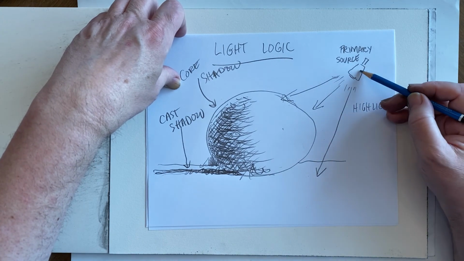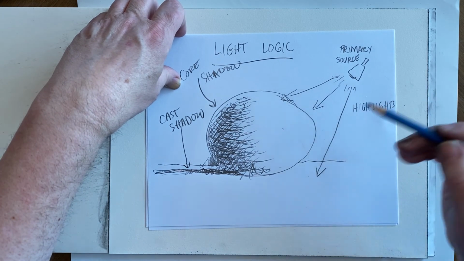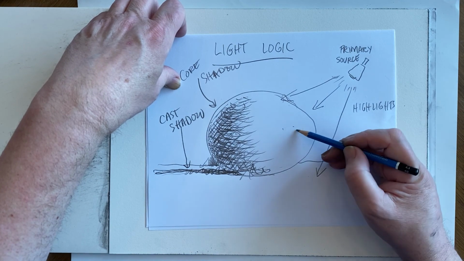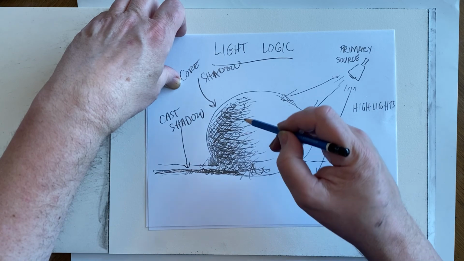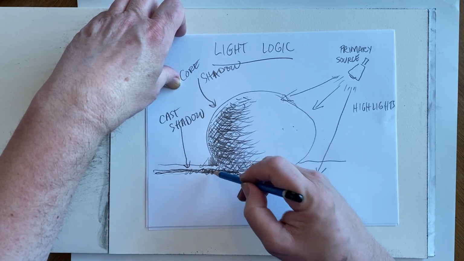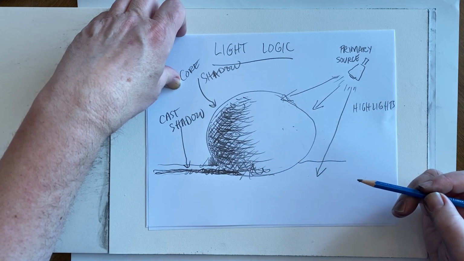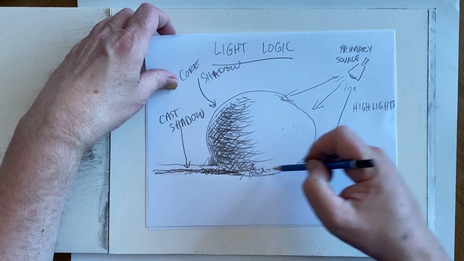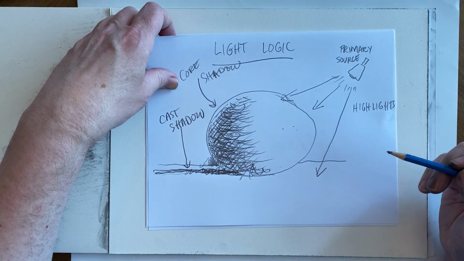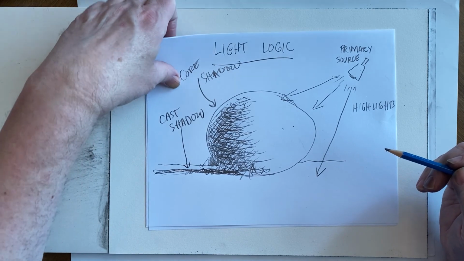You need to have a primary source. Where's the light coming from? Where are the highlights? Identify the highlight shapes. Where are the shadows? Identify the shadow shapes, both the shadows on the forms and the shadows that are cast onto other forms, because the primary object has blocked the light.